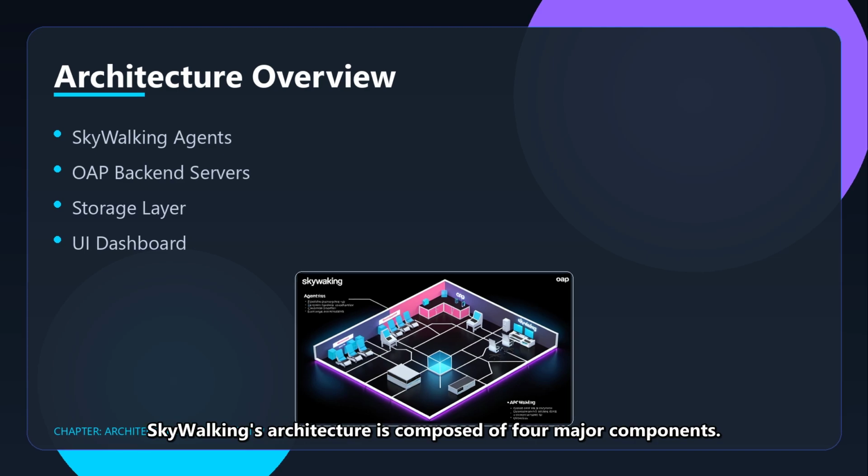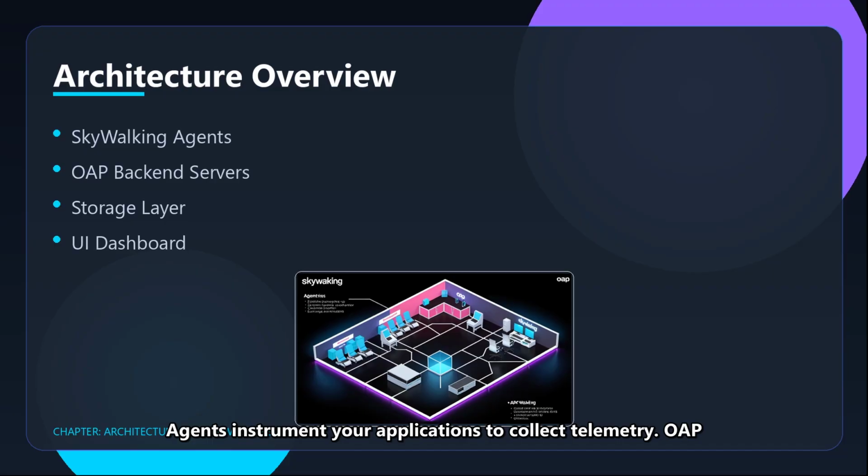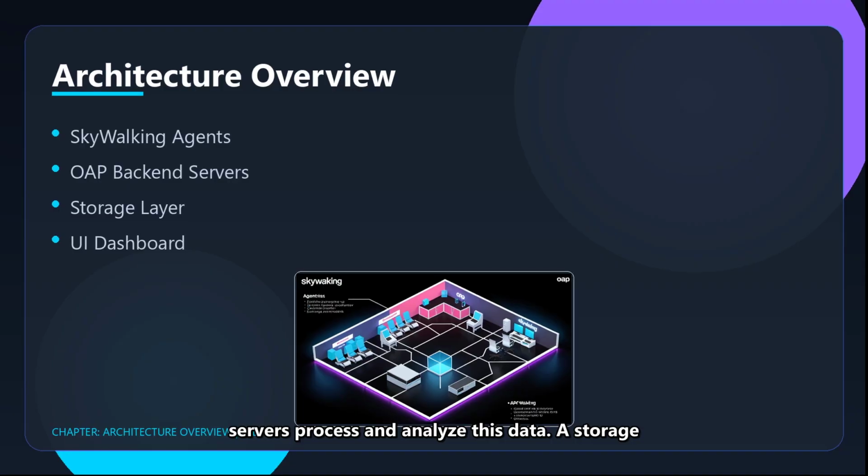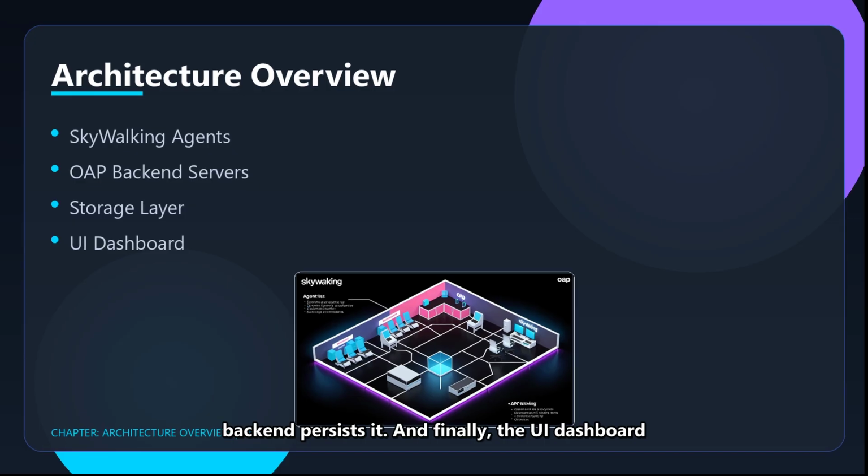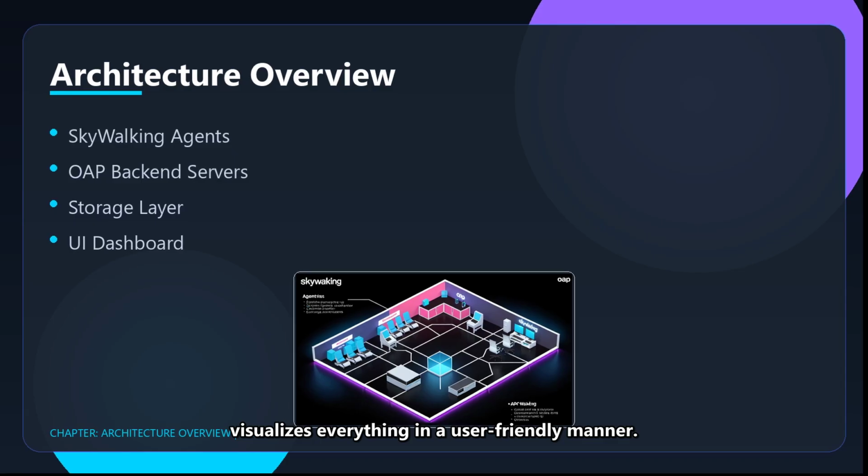SkyWalking's architecture is composed of 4 major components. Agents instrument your applications to collect telemetry. OAP servers process and analyze this data. A storage backend persists it. And finally, the UI dashboard visualizes everything in a user-friendly manner.